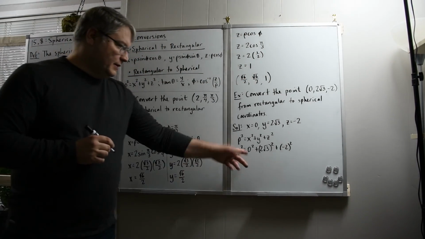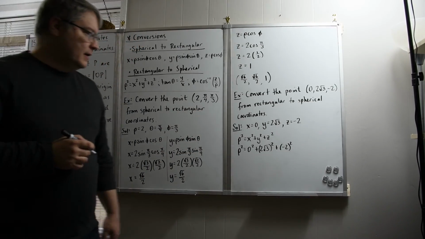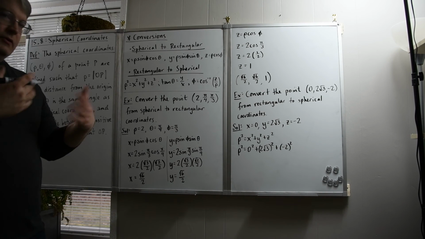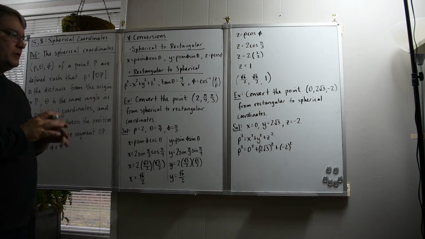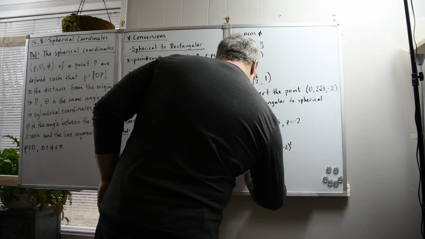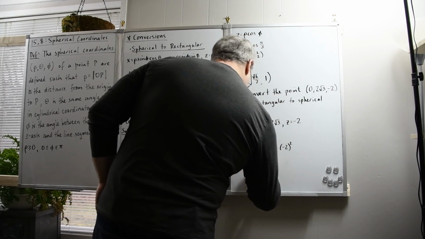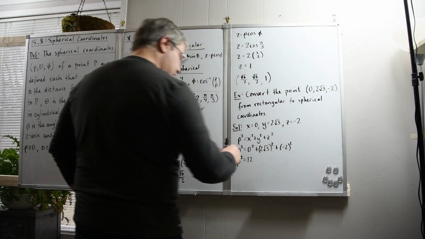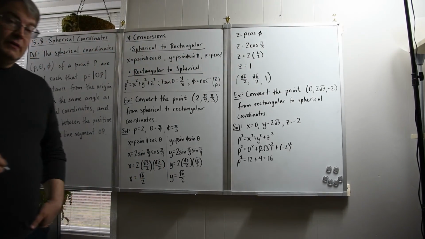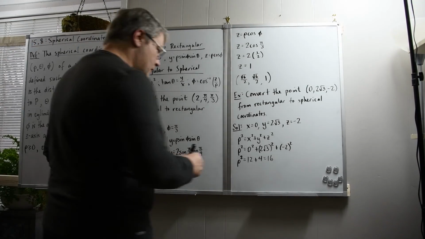Now, of course, 0 squared gives us 0. And if we take the square of 2 square roots of 3, well, the 2 squared gives us 4. Square root of 3 squared is 3. 4 times 3 gives us 12. Negative 2 raised to the second power gives us 4. So that means that rho squared is equal to 16. And that means that rho is 4.